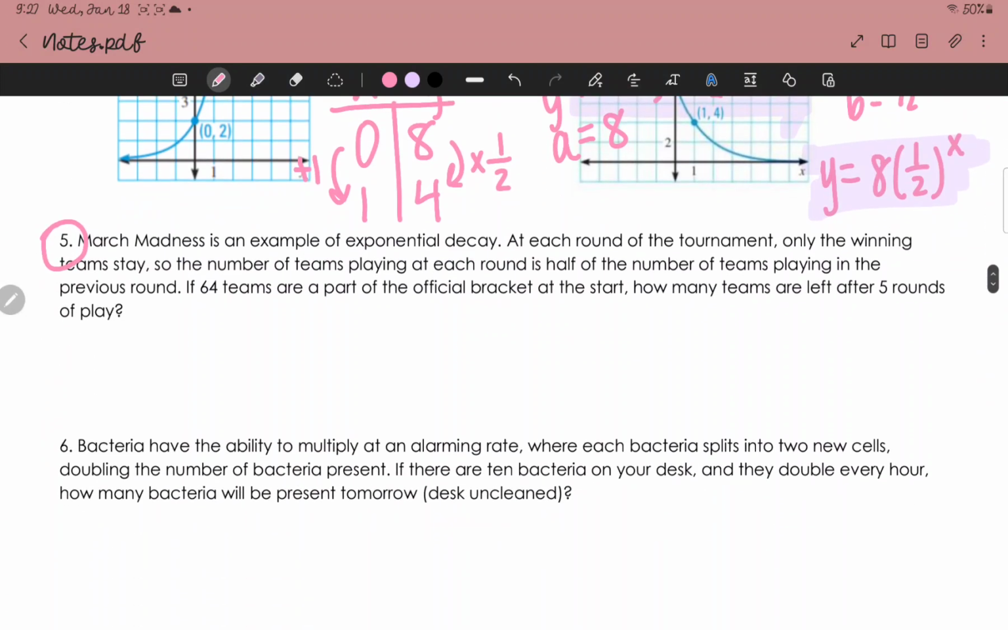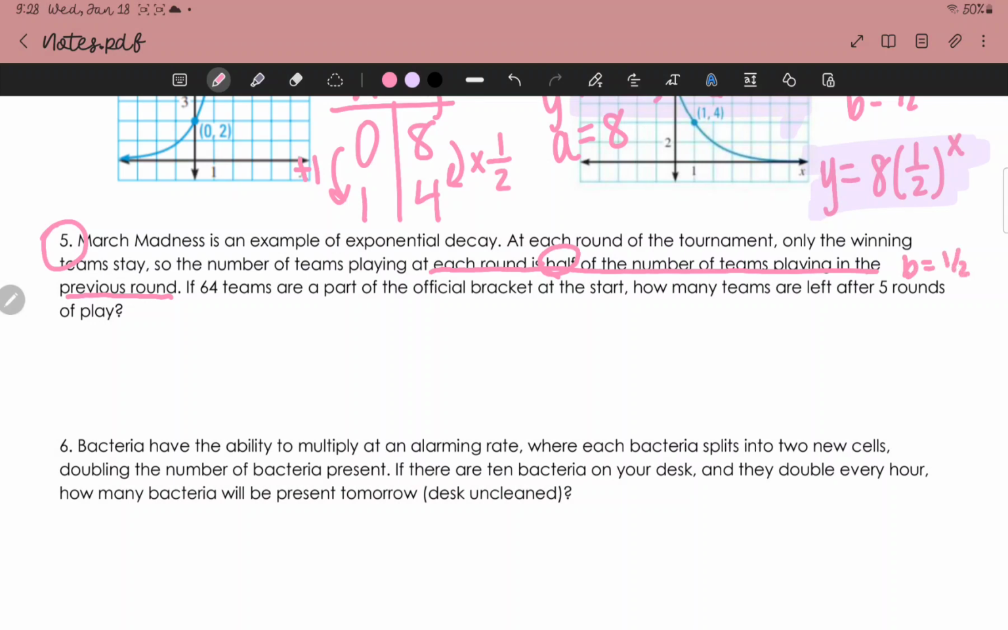Okay, moving on to number 5. March Madness is an example of exponential decay. At each round of the tournament, only the winning teams stay. So the number of teams playing at each round is half the number of teams playing in the previous round. So to get from one to the next, it's half, right? So they multiplied by half, which means our B is a half.